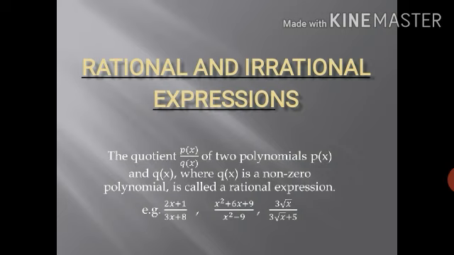In the second example, you have x square plus 6x plus 9 over x square minus 9. If we see the numerator and denominator, both have positive powers. That's why it is also a rational expression. Now move towards the third example. This is 3 under root x over 3 under root x plus 5. Now see dears, a perfect square root of x is not there. If we cannot take a perfect square root, that's why it becomes an irrational expression.